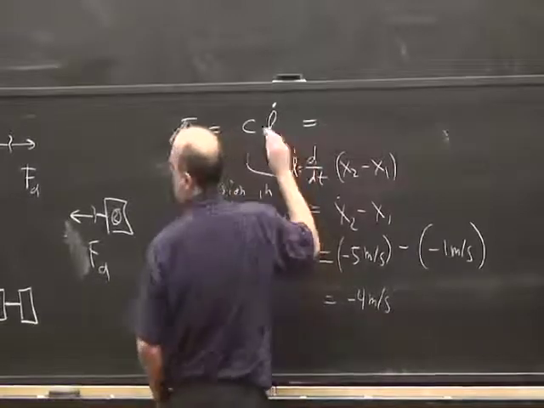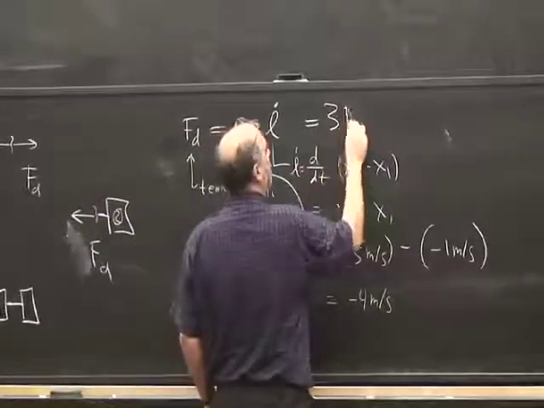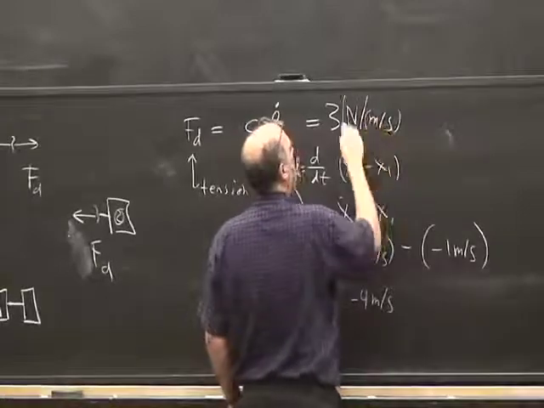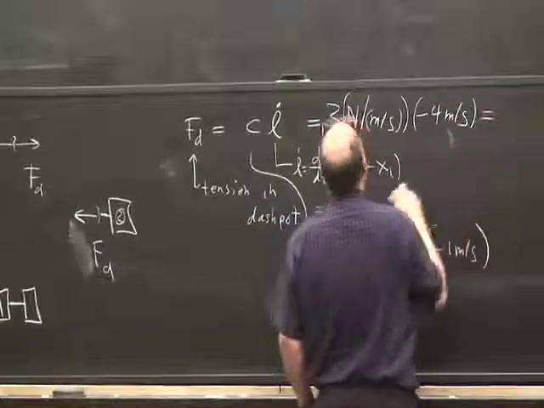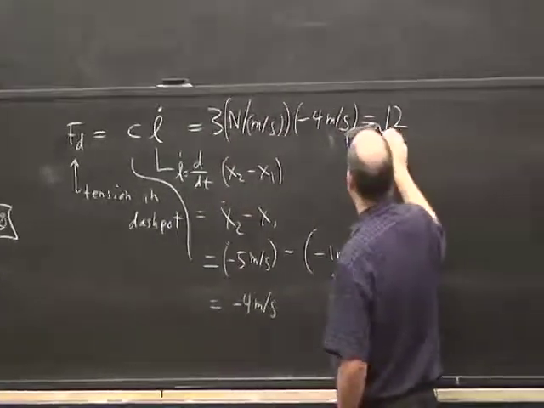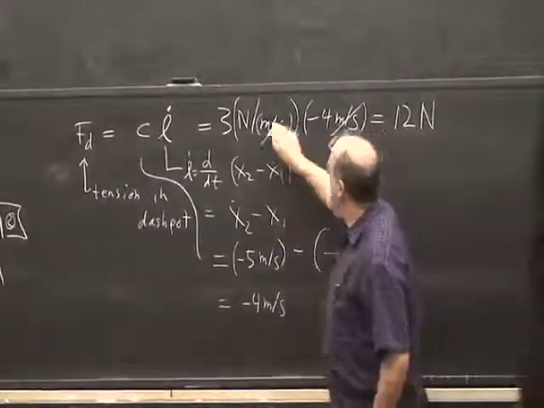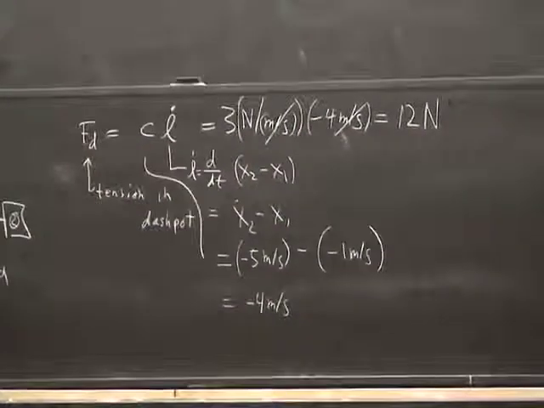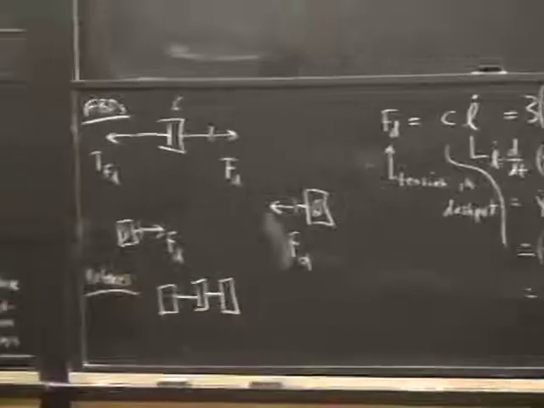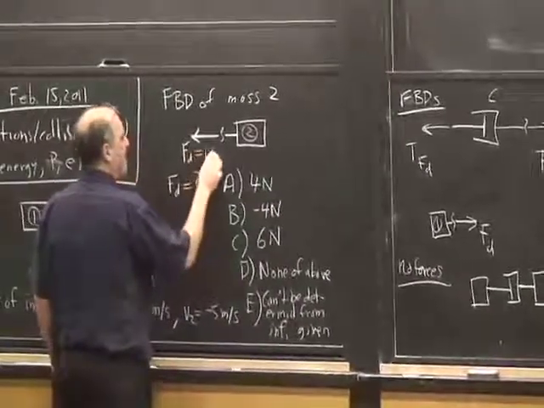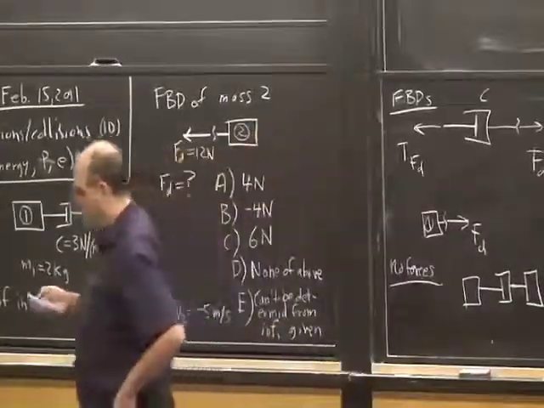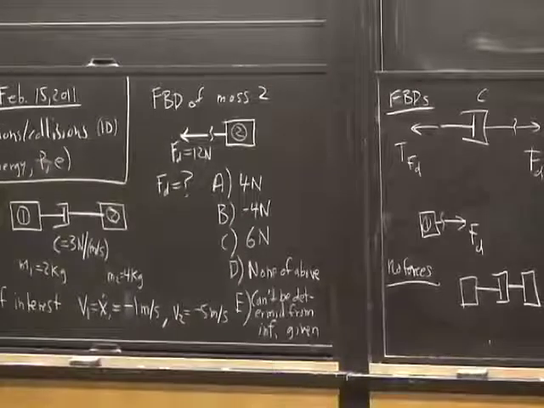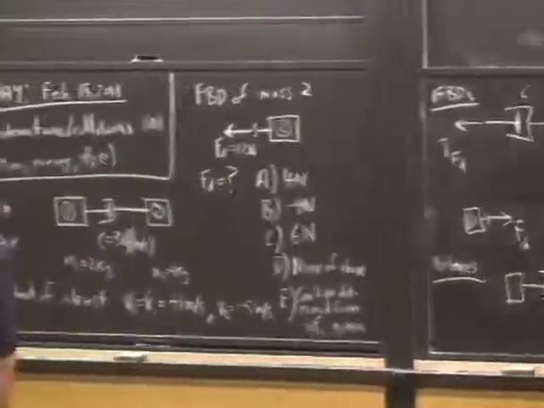So that tells us that this is equal to the 3 newtons per meter per second multiplied by minus 4 meters per second, which is equal to minus 12 newtons, because meters per second divided by meters per second gives newtons, as these units cancel. So the force in the dashpot is 12 newtons. That's the same as its force in the dashpot over here. So the right answer is 12 newtons, which is none of the above in the way I calculated there. So that corresponds to A, B, C, D.